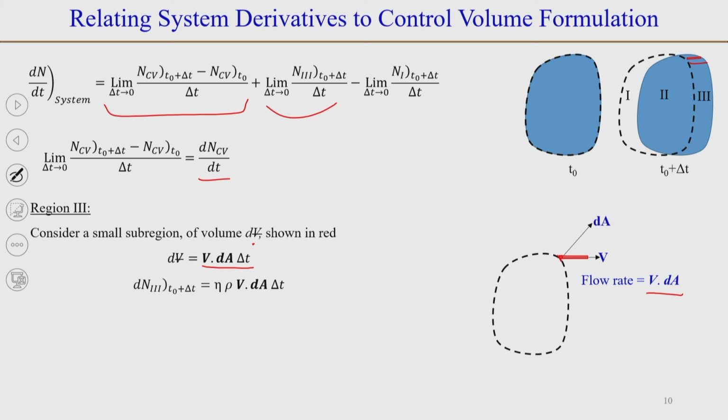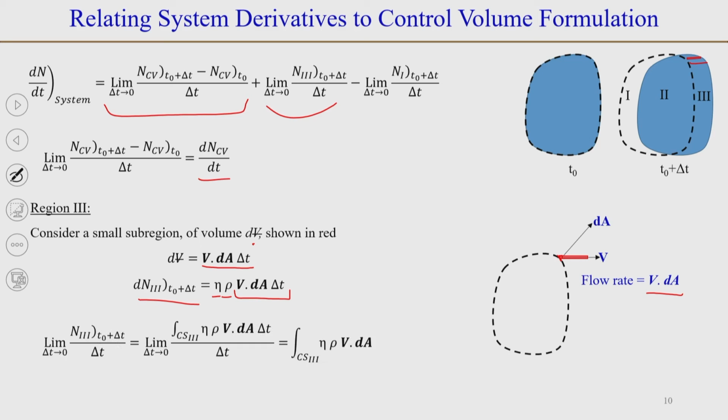Now, what will be the intensive property that has gone out through this? dN through region 3 at t naught plus delta t will be equal to eta rho multiplied by dV. So, dV we know is V dot dA delta t. So, we can substitute this in place of dN3, or in terms of an integral.